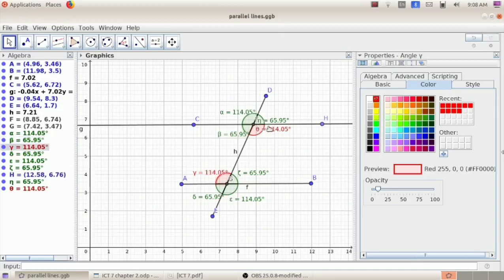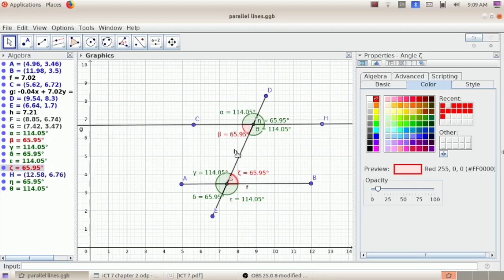Here consider the angles colored in red color. This is one pair of alternate angles. Now consider these angles in red color. This is another pair of alternate angles. So what is the speciality of alternate angles? Here alternate angles are also equal.